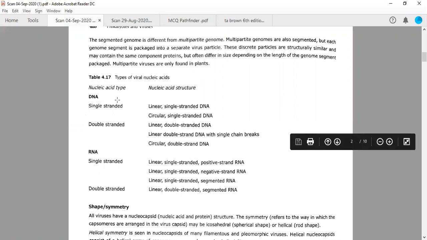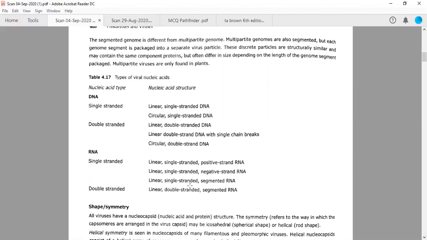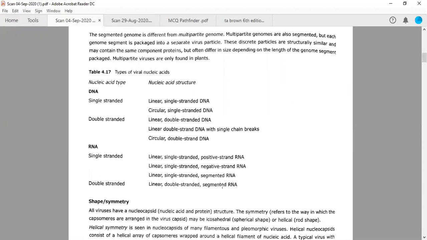Now you need to understand that DNA and RNA can be single-stranded, double-stranded, linear, circular, or something which has broken chains. So, linear double-stranded DNA with a single chain break. All these types of genomes can be present in different categories or classes of viruses. RNA can also be single-stranded or double-stranded, but single-stranded may be linear, positive sense or negative sense. Similarly, the double-stranded can be linear segmented RNA. So we have discussed segmented genomes.